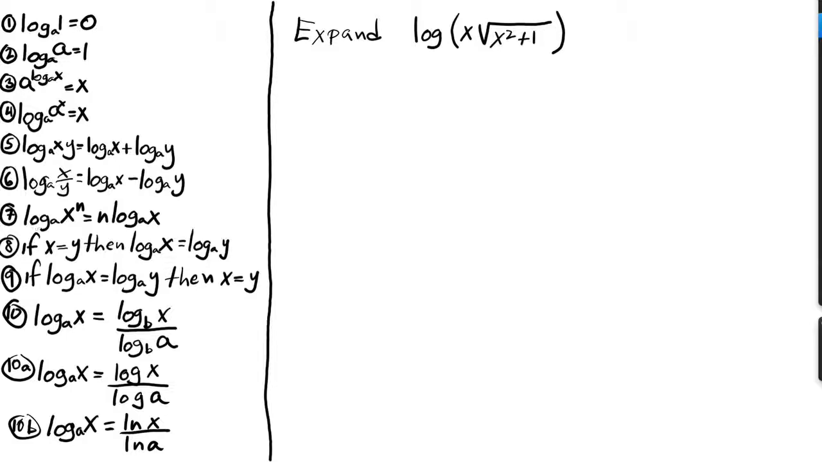Number 7, if I take the log of something to an exponent, I can pull that exponent out front, and I have the exponent times the log of x. If I have two things that are equal, then I can take the log on both sides. If I have two logs that are equal, as long as the bases are the same, then the two arguments are equal. Then I have the general change of base rule: log base A of x is log base B of x over log base B of A.